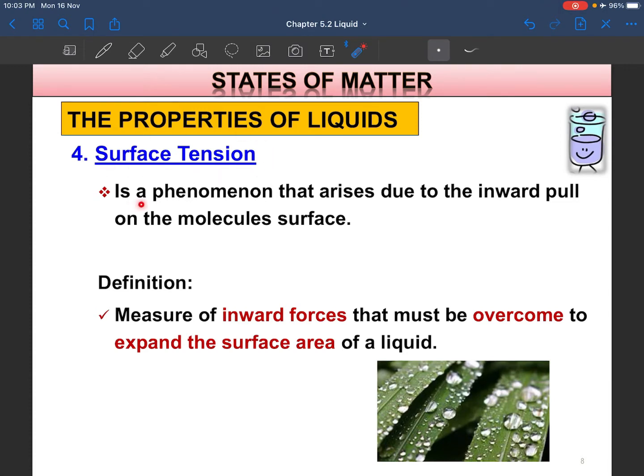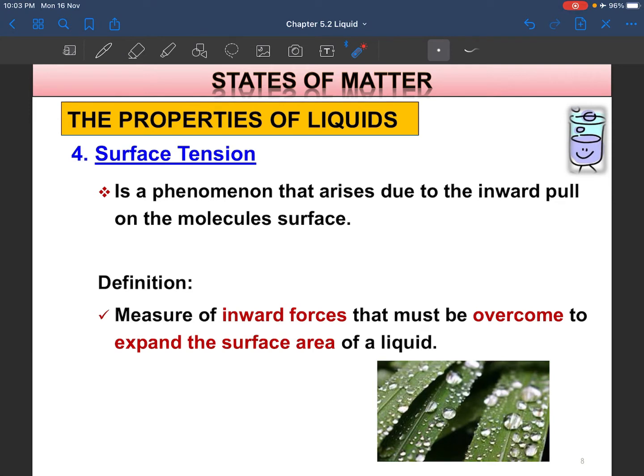Okay, surface tension is a phenomenon that arises due to the inward pull on the molecule surface. Okay, so surface tension ni wujud disebabkan oleh ada inward pull dalam molecule surface tu. Okay, so definition of surface tension adalah measure of inward forces that must be overcome to expand the surface area of a liquid.